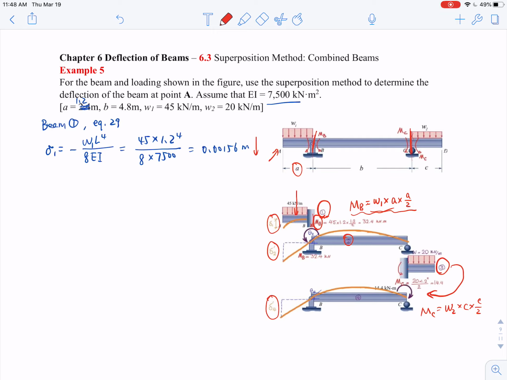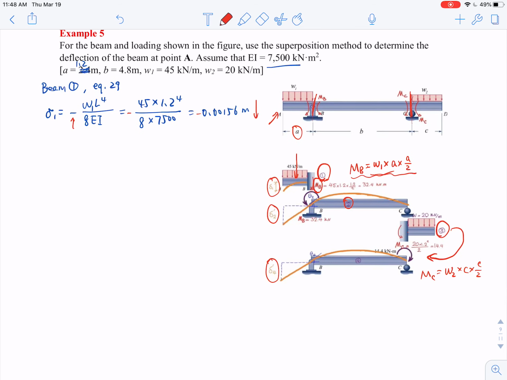Of course, you can add a negative sign since you have a negative sign here. But as we mentioned in the previous example, this is not very important, since if you understand this is downward or upward deflection, the negative or positive sign will be less important. Then let's look at beam 2.